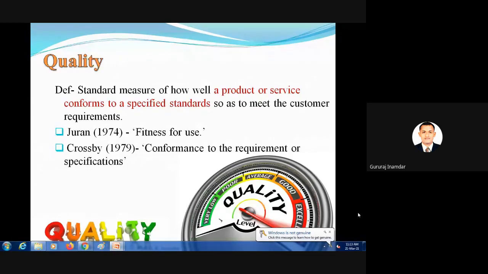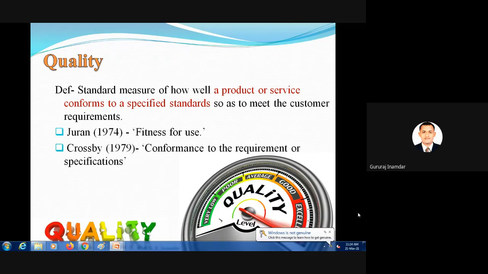So the basic definition is a standard measure of how well a product or service conforms to a specified standard so as to meet our consumer requirement. For quality, the consumer or customer is very important. According to the customer's requirement, we have to provide good quality with the help of a product or service. This is our target. As the quality manager, our main target is customer satisfaction. The customer will be satisfied when we give the best quality to that particular customer. So this is a definition of quality.